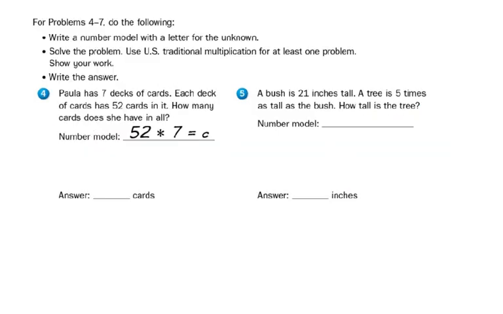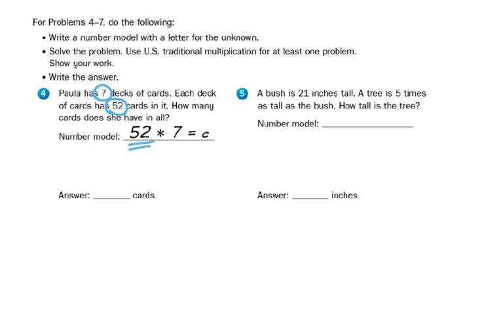For problems 4 through 7, do the following. Write a number model with a letter for the unknown, what we call a variable. Solve the problem. Use US traditional multiplication for at least one problem. Show your work and write the answer. So let's start with number 4. Paula has 7 decks of cards. Each deck of cards has 52 cards in it. How many cards does she have in all?